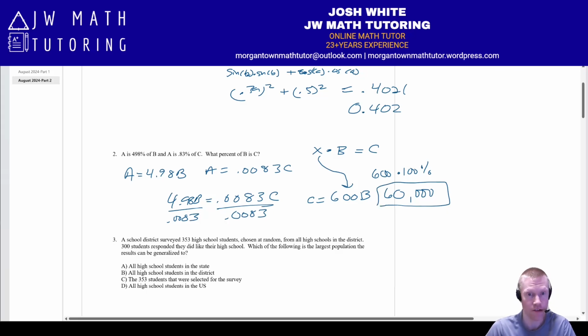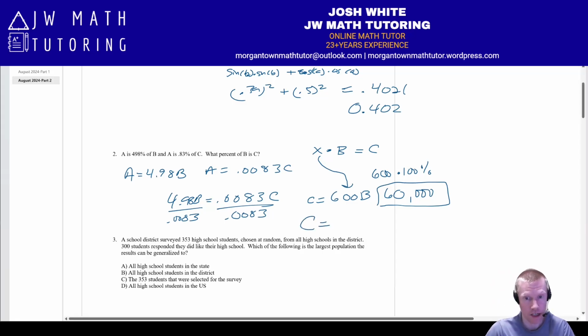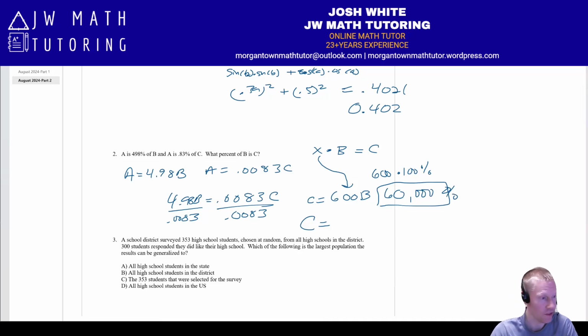In other words, C is equal to 60,000% of B. In other words, to get C, you multiply B by 600. You take the 60,000%, and of course you would move the decimal over 2 places. That equals 600. So the correct answer you would submit for this one is 60,000.